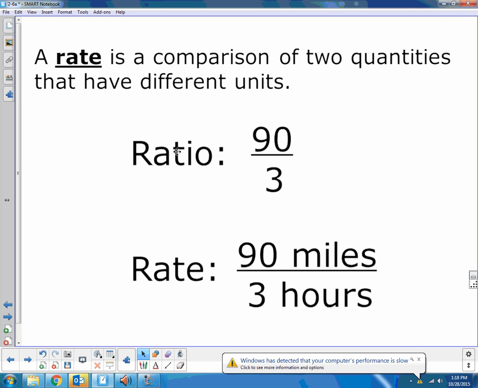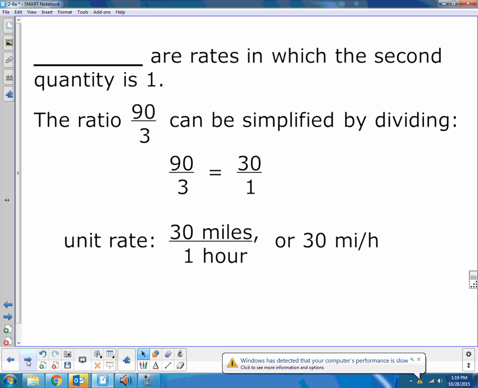Big part of this chapter is going to be labeling. You will get points for labeling in this half of the chapter. Up until now, I have not counted any points off if you haven't put the dollar sign, or if you haven't put the word videos or something after the answer. This chapter, it makes a bigger difference because we're talking about rates, and labels make a difference.